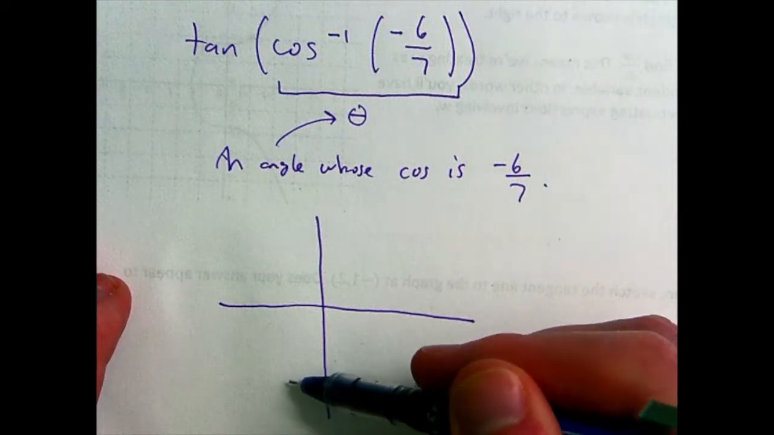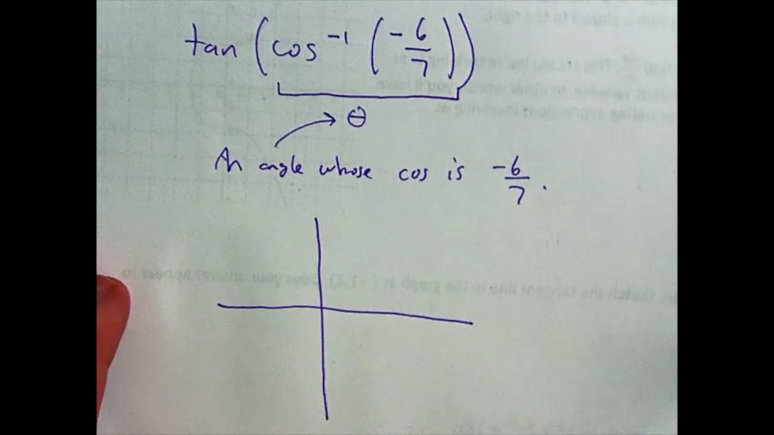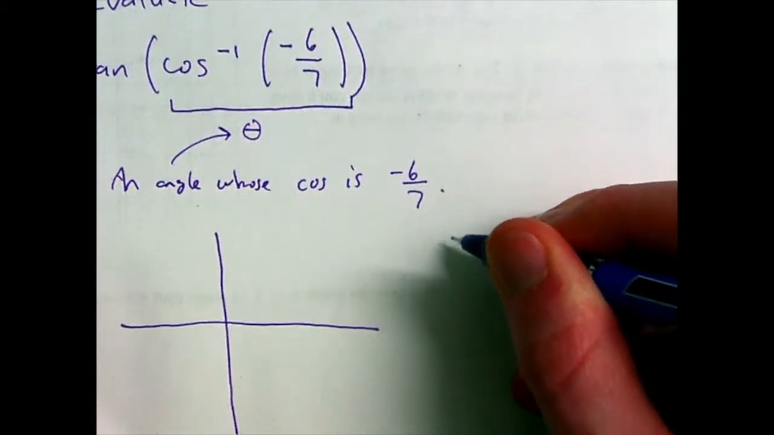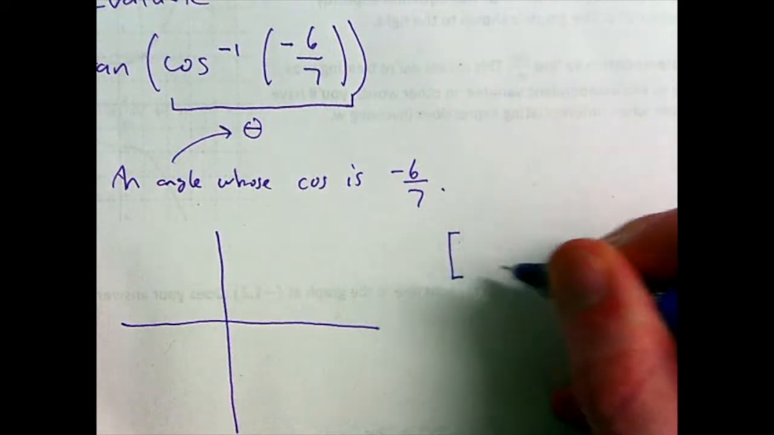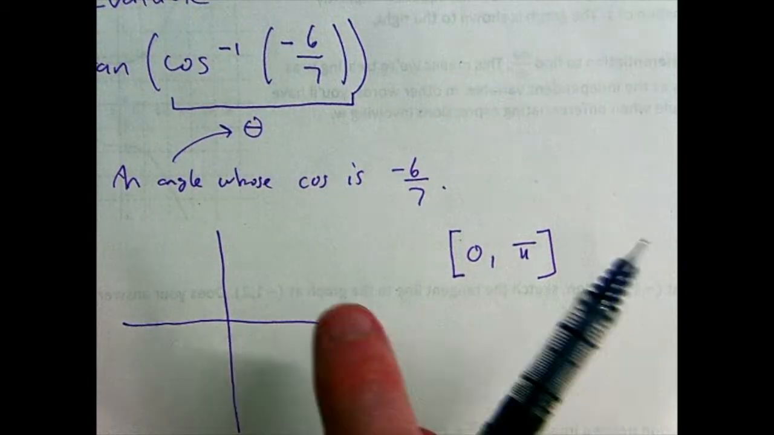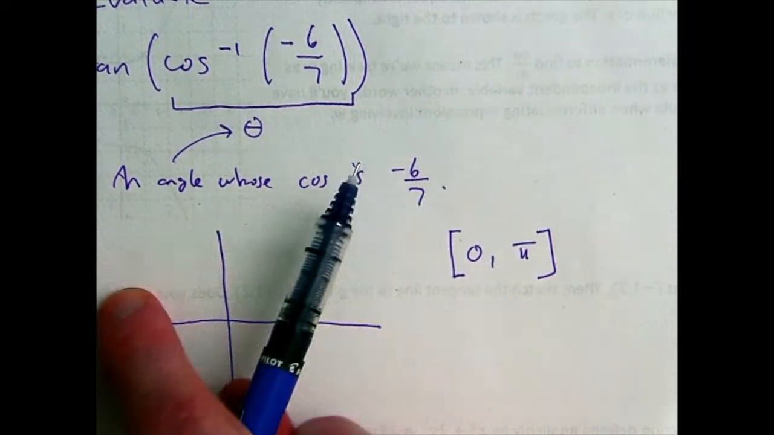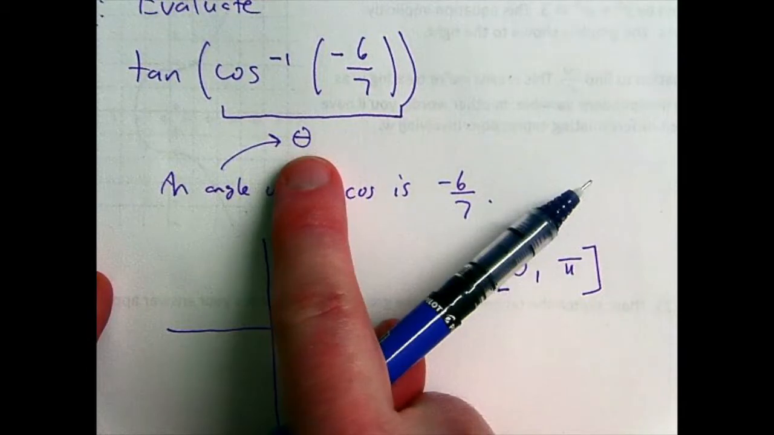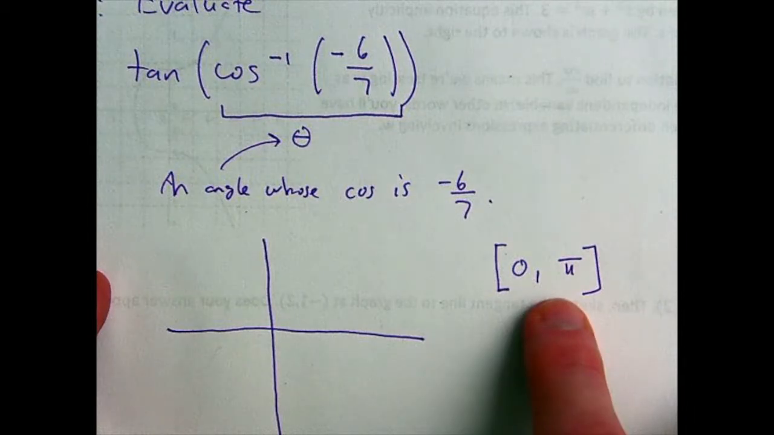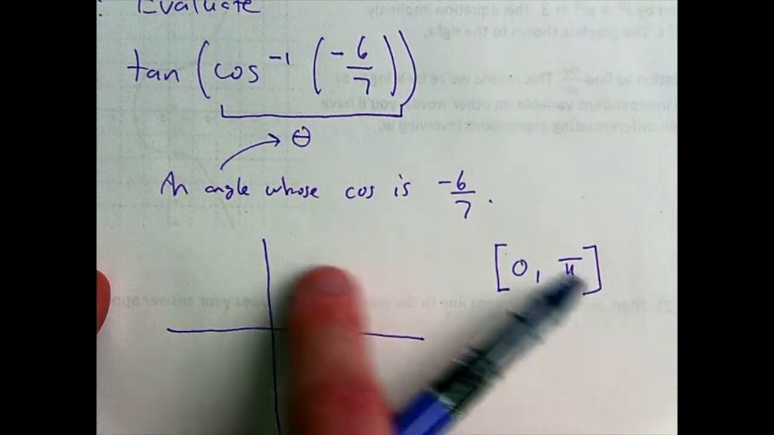But I also know that the inverse cosine function has a restricted range. Remember from last time, the restricted range of the inverse cosine function, it was in radians, 0 to pi. That is, the first and second quadrants, right? From 0 to pi is this right here. So this angle theta, because inverse cosine must produce an angle in this interval, must be up here somewhere, either the first or the second quadrant.